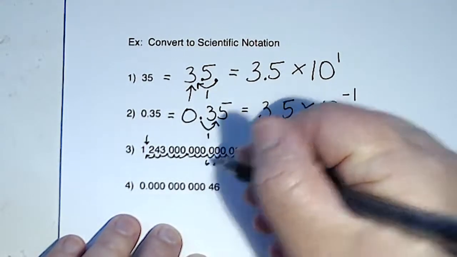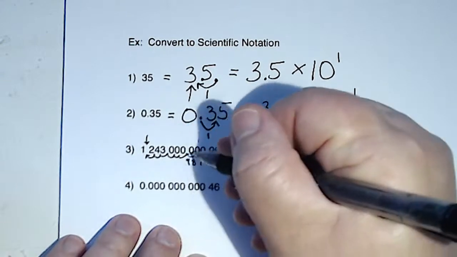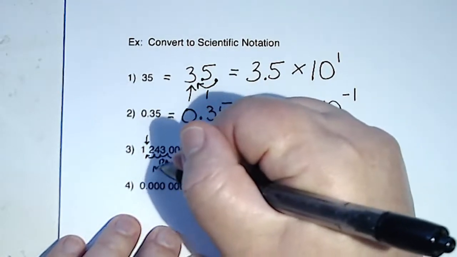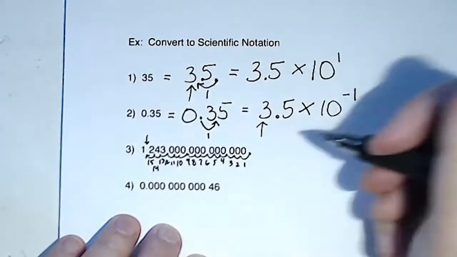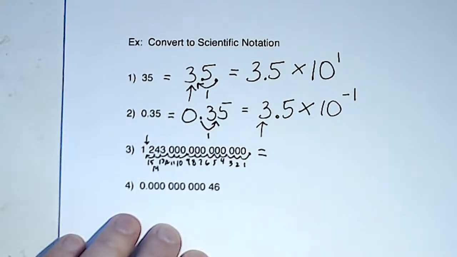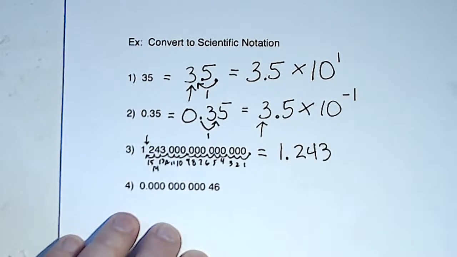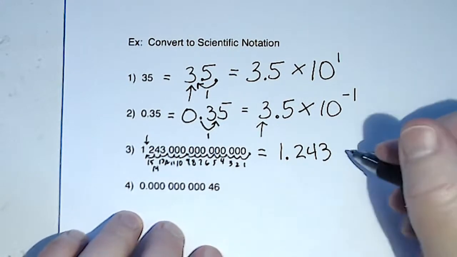5, 6, 7, 9, 10, 11, 12. I'm running out of room. 13, 14, 15. So I had to move it 15 spaces. Now, here's the thing. I'm going to write 1.243, and then I'm going to stop because that's the end of the non-zero numbers.